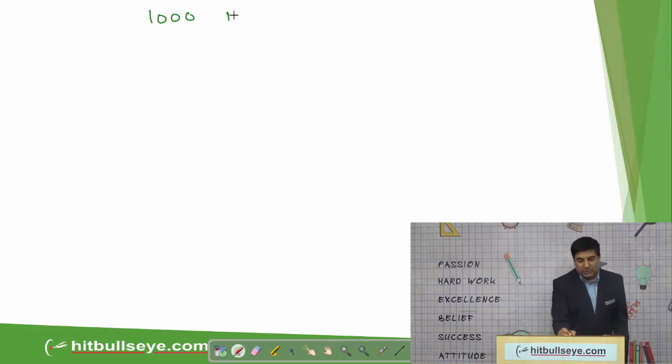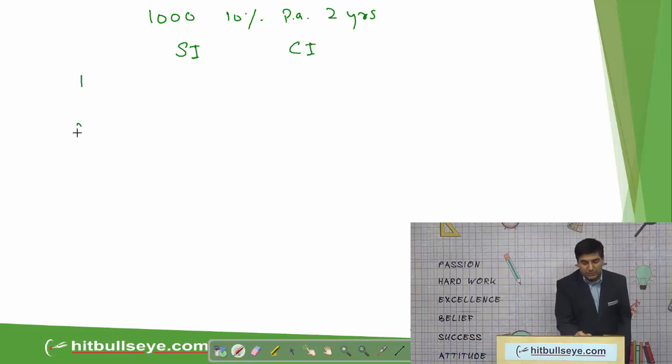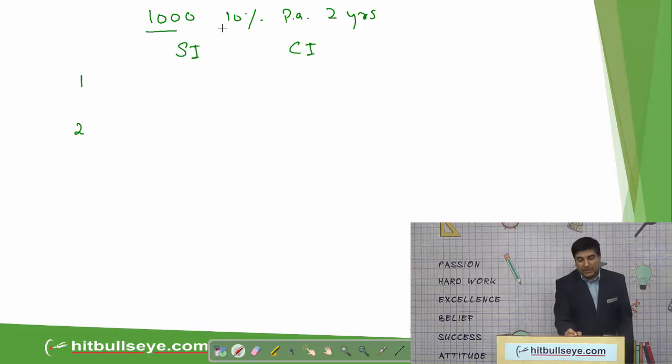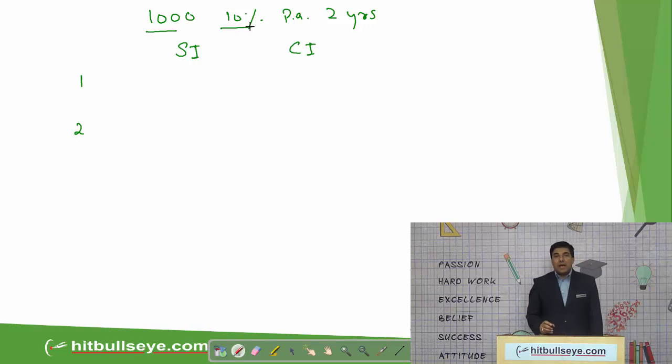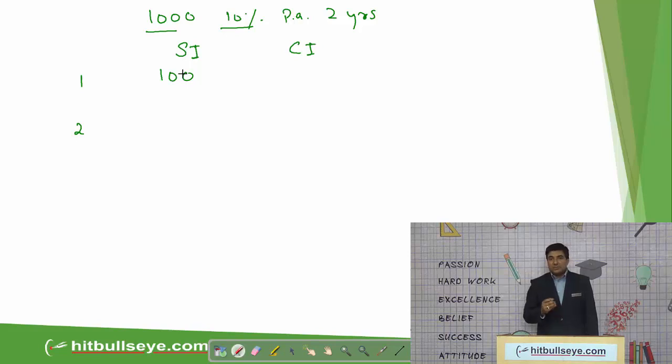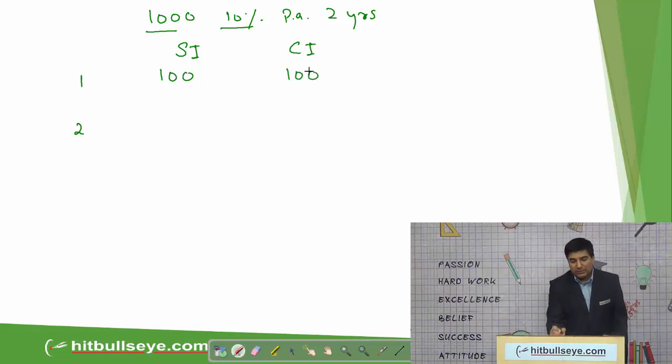Now let's understand the concept of difference between simple and compound interest for 2 years. Taking an example of rupees 1000 invested at 10% per annum for 2 years. We'll have simple interest and compound interest, first year, second year. Now rupees 1000 at 10% will have the interest of rupees 100 for the first year in simple interest also and the compound interest also.